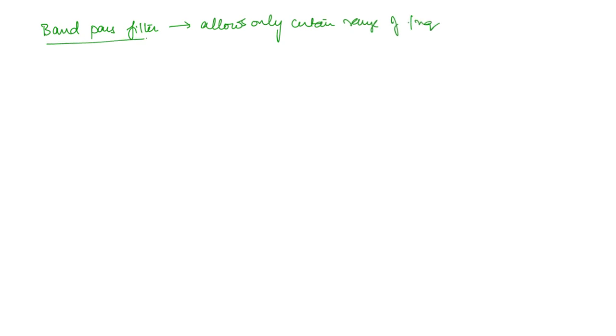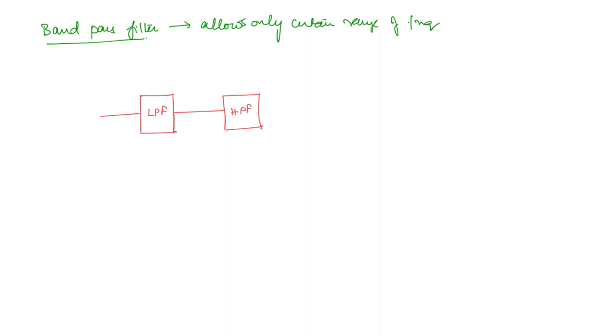The next we have a band pass filter. So as the name goes, this filter will allow only a certain range of frequencies. So how will you get it? You can take a combination of the low pass filter and the high pass filter. Let us say this represents a low pass filter and here you have a high pass filter.